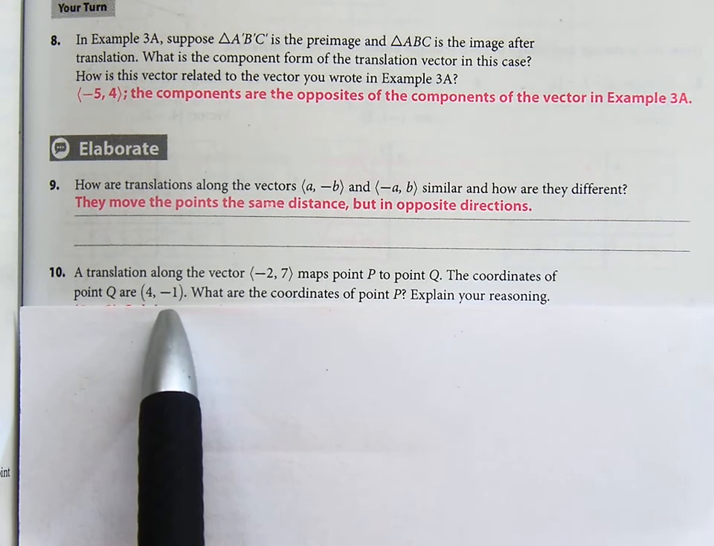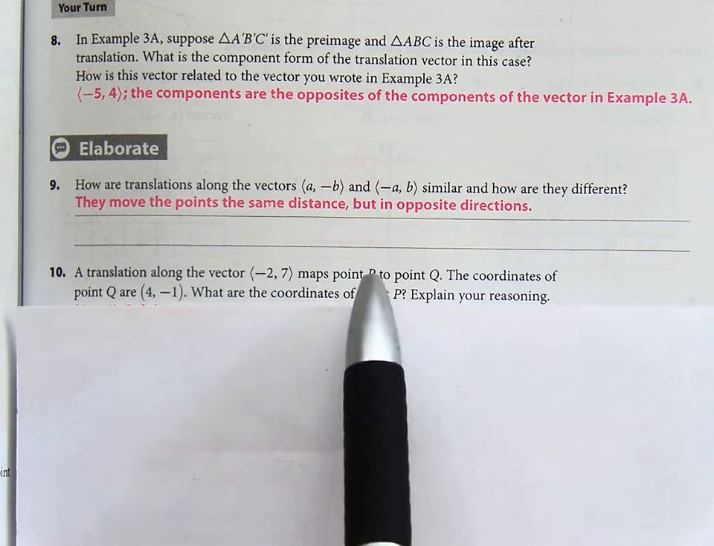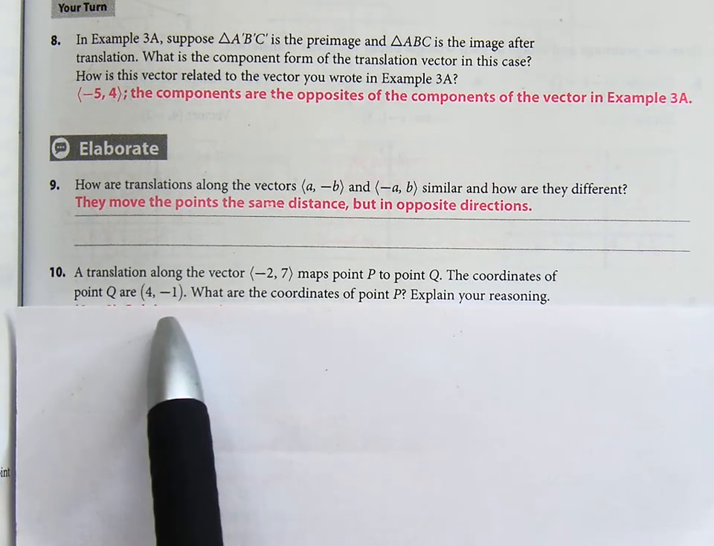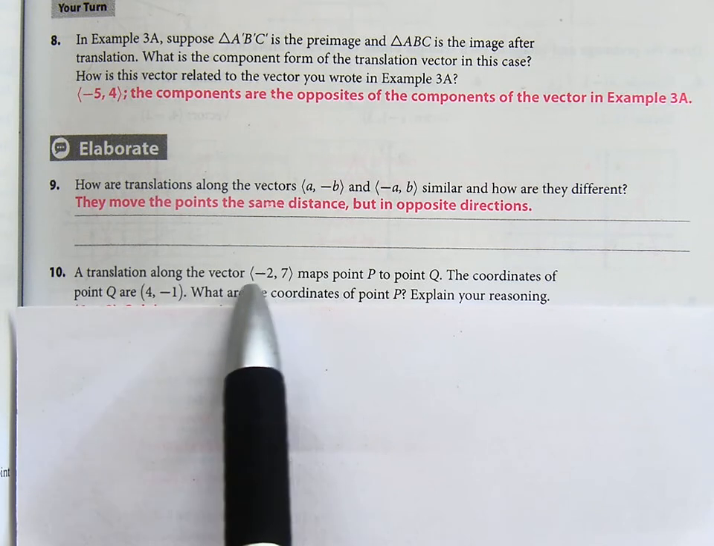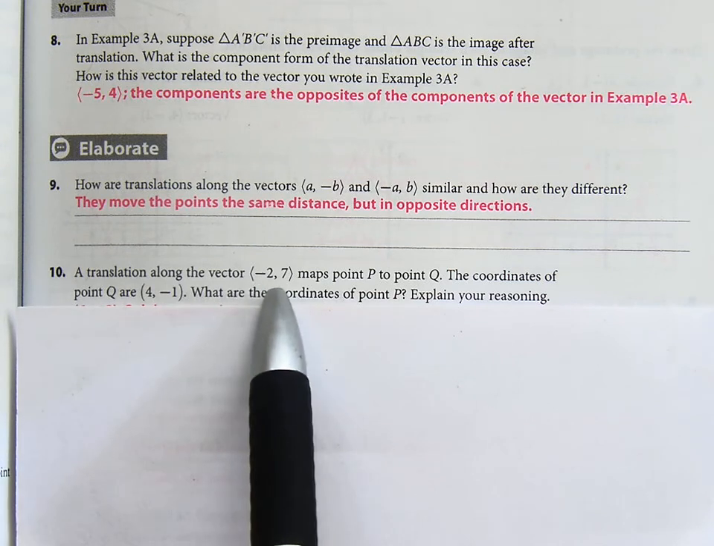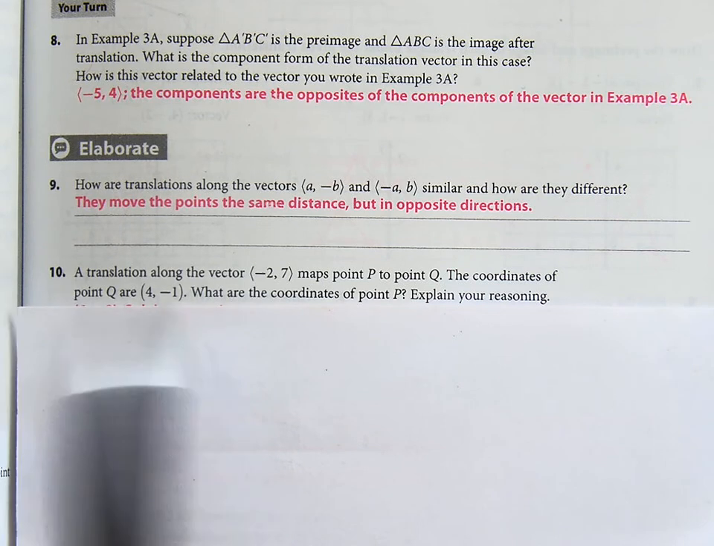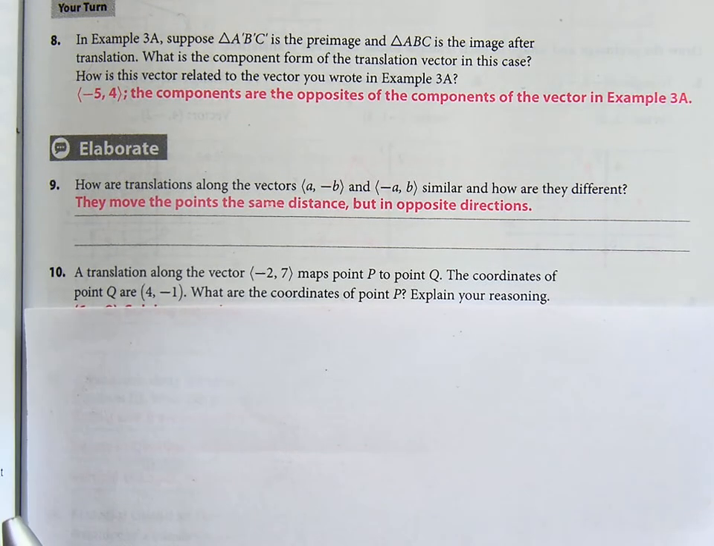So the question is, what was the original point P? What were the original coordinates for P in order to have this movement and change happen to its coordinate point to get here? So take a moment, pause the video.